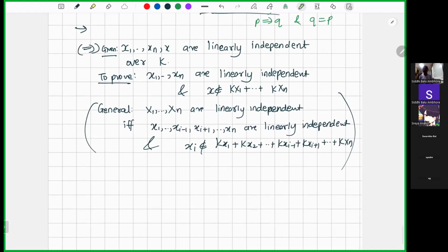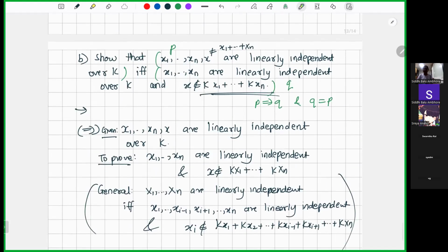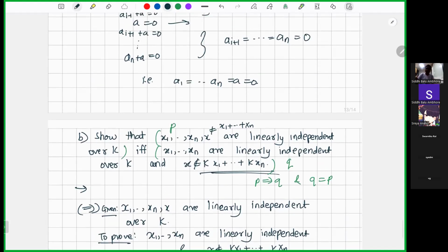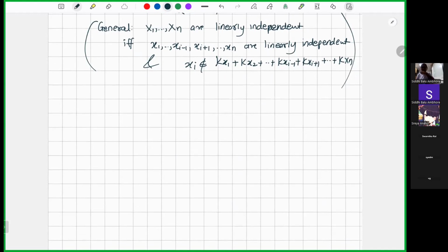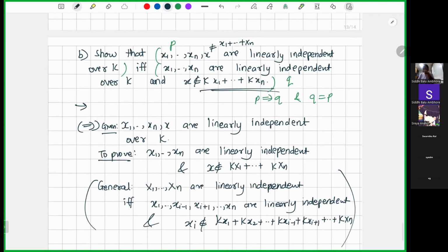So for example, in the A part, can we replace the last element with something like kx1 plus kx2 plus kxn, or not?